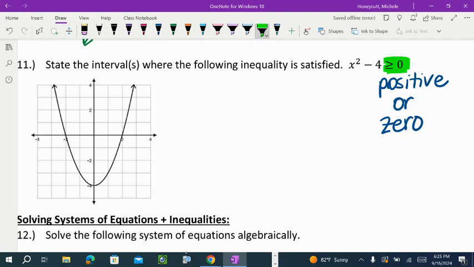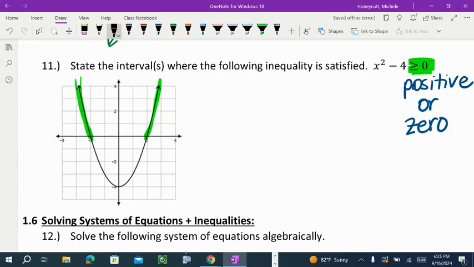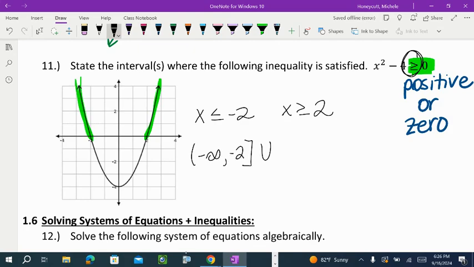So I look and say, okay, well that's here. This graph looks really familiar. And there. So everything before negative 2, all the x values less than or equal to negative 2, and everything after positive 2. Make sure you include them, because we're including the zeros there. In interval notation, it would be negative infinity, comma negative 2 with a bracket, and 2 to infinity.